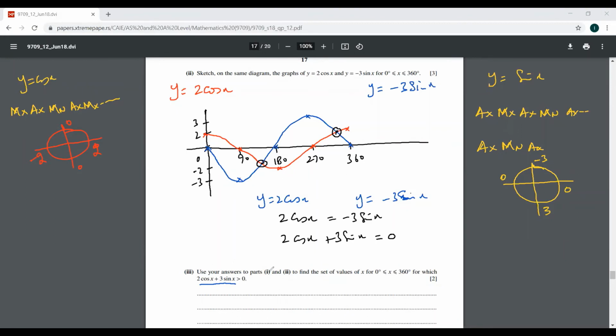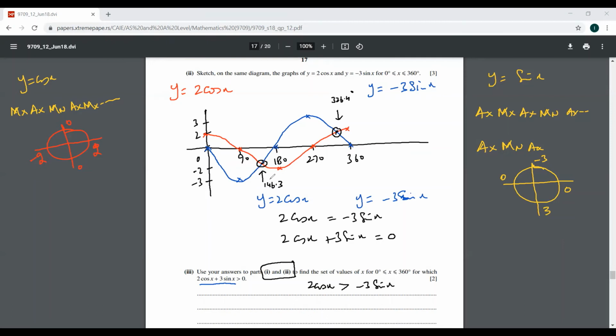So since we have to use these answers as well, where we had found that this point over here is 146.3 degrees, okay? And this point over here, the angle is 326.4 degrees. Now it says for which this is positive. Can I write it like this, that 2 cos x is greater than minus 3 sin x?